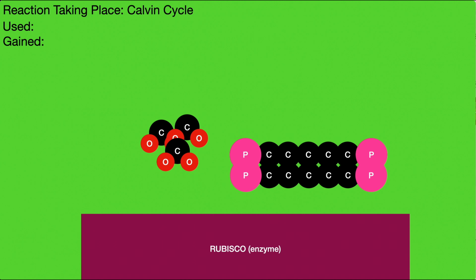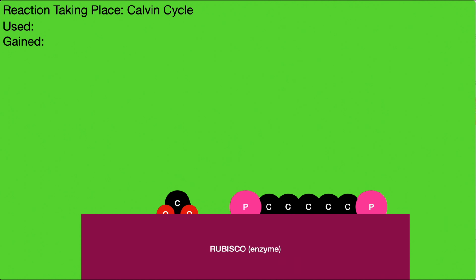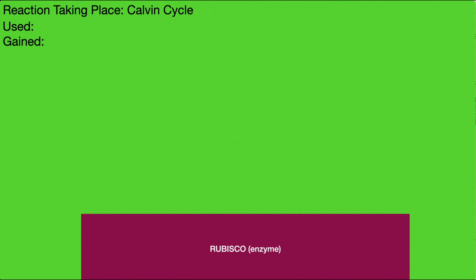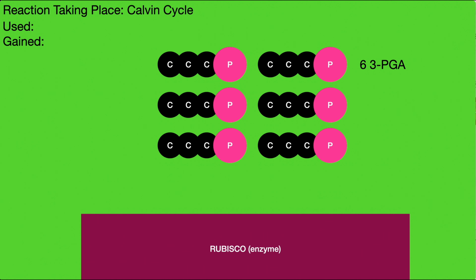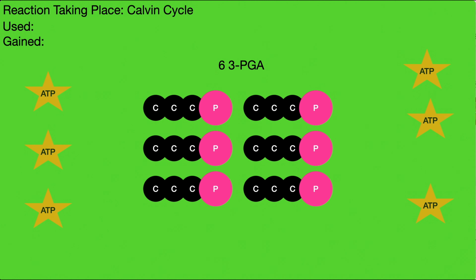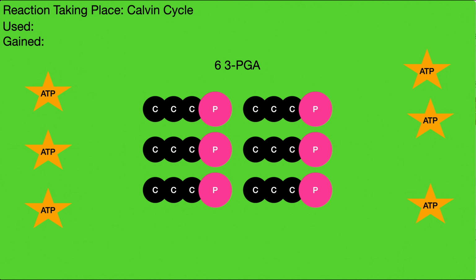They're going to come together in this enzyme called Rubisco, and it's going to give us 6 3-PGAs. And what you're going to see here, well, we're going to center it because centering is a good thing. Get rid of Rubisco. Goodbye. We don't need it anymore.